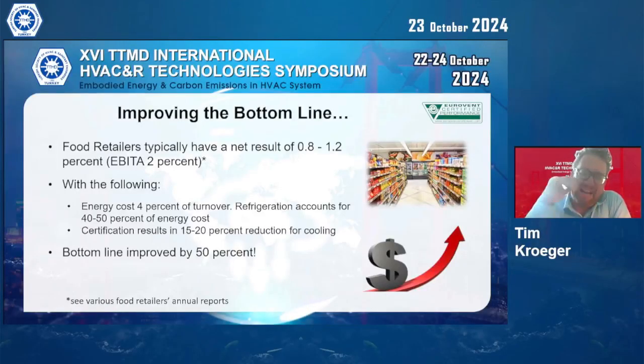So if we can, and simulation has actually proven that, particularly taking into consideration a half or one energy class reduction in the refrigerated display cabinets, we could achieve 15 to 20% reduction for the cooling energy consumption. And that would immediately increase the bottom line of the large food retailers in Germany by 50%. So in my opinion, that's fantastic. And I've actually calculated that.